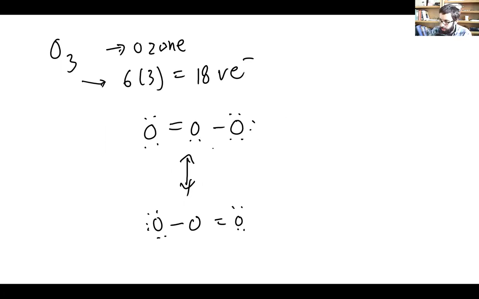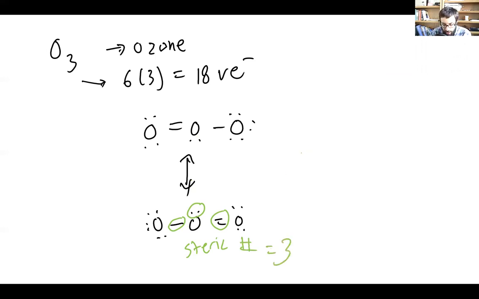So what's the steric number? I forgot a lone pair there. Sorry. The steric number here is going to be, in both resonance structures, the same. We have 1 lone pair and we have 2 bonding sites. So that means steric number equals 3.